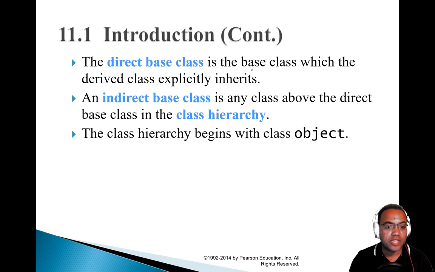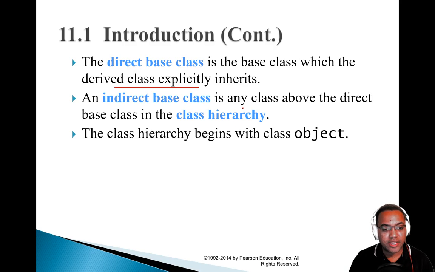A direct base class is the base class from which the derived class explicitly inherits. So, you have a rectangle class. The rectangle class explicitly inherits from shape, where shape can be any shape. Inheritance allows you to take the methods and objects that are in the shape class and then use them in the rectangle class.